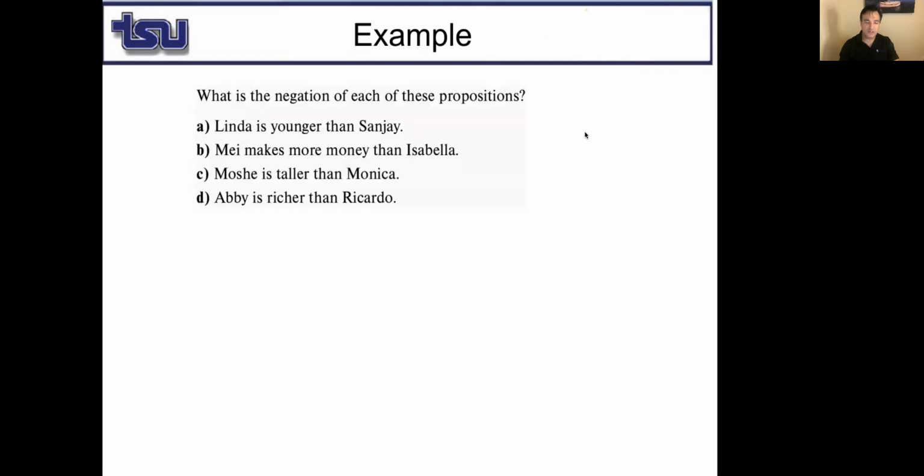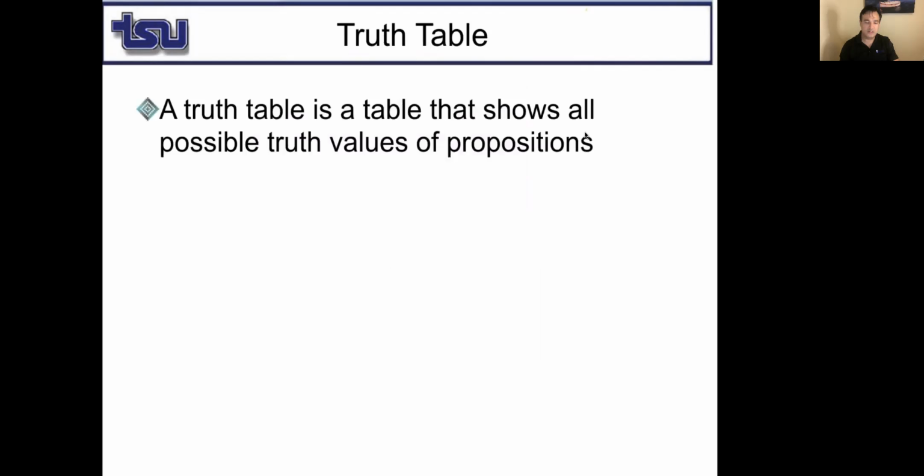Okay. Well, very fast. Let's talk about those. Linda is younger than Sanjay. If that's a proposition P, the P naught, or negation of P, will be Linda is not younger than Sanjay. May makes more money than Isabella. The opposite, or negation, will be May does not make more money than Isabella. Moshe is taller than Monica. Moshe is not taller than Monica. Abby is richer than Ricardo. Abby is not richer than Ricardo. This is very easy.